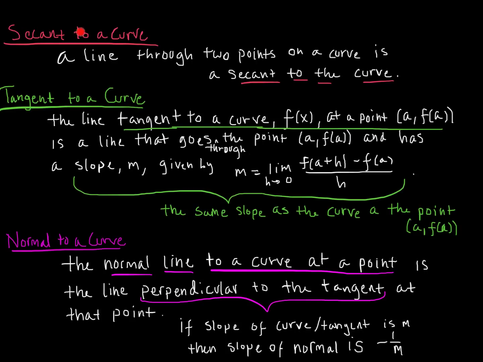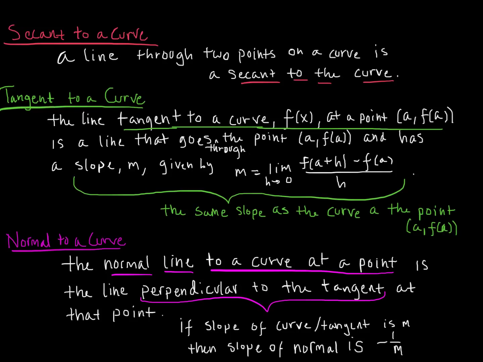So let's start with the secant to a curve. A line through 2 points on a curve is a secant to the curve. And so if you're finding a secant line, what you'll need to be given are the 2 points through which that line needs to pass. Okay, so that's an important thing to remember. You'll need to be told what those 2 points that they want that line to pass through are.